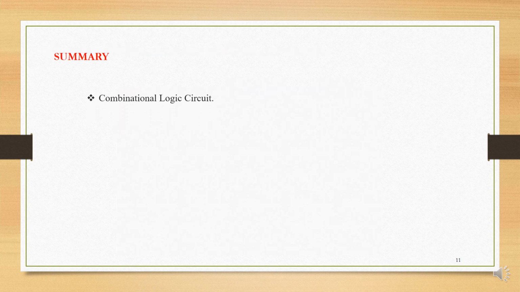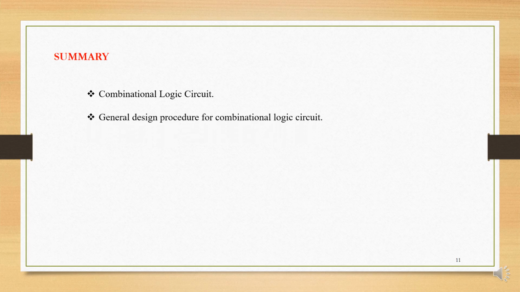Now, in this session, we have studied the definition for combinational logic circuit and how the combination logic circuit behaves, the general design procedure for combinational logic circuit, and we have learned to represent the two types of terms, that is min terms and max terms.